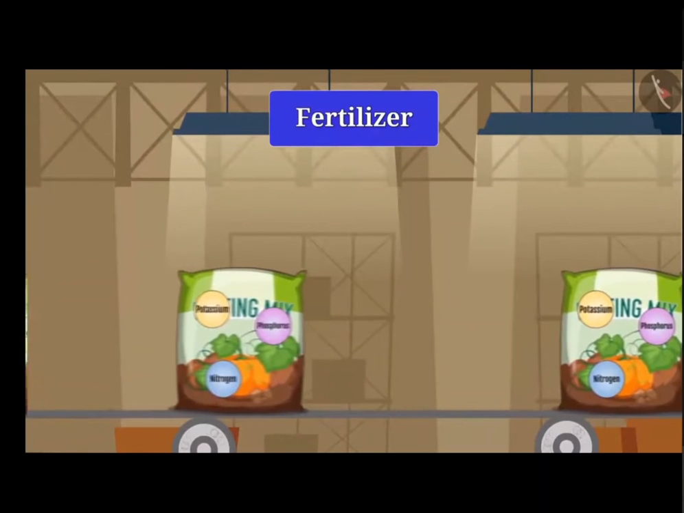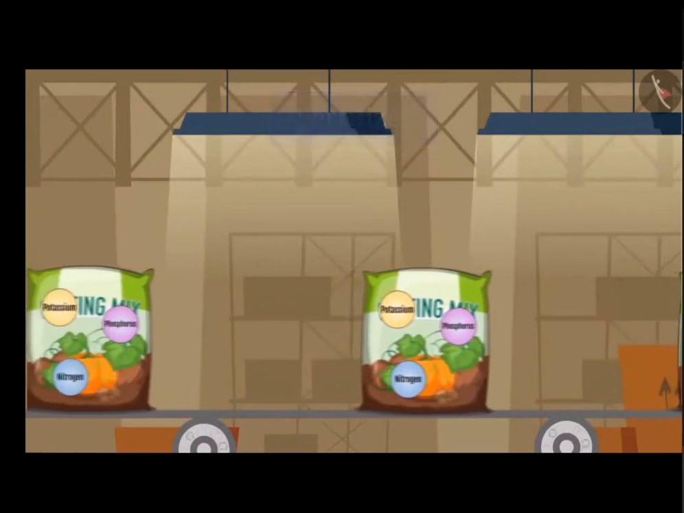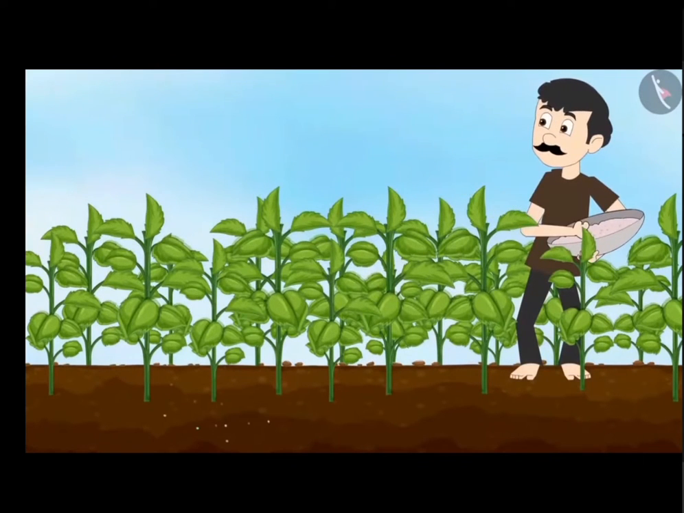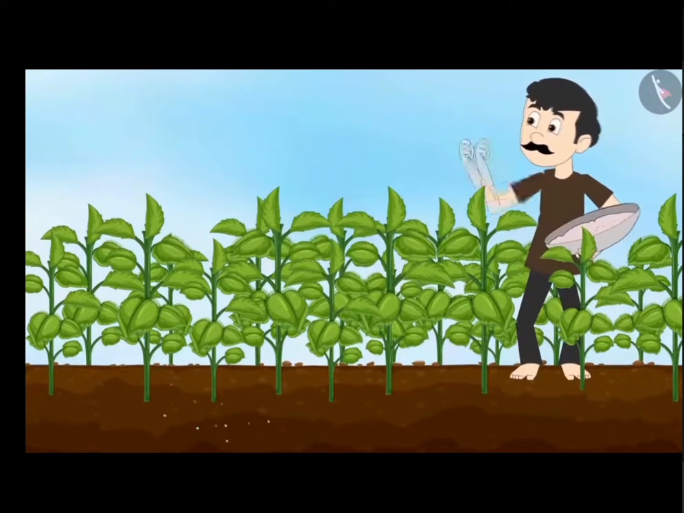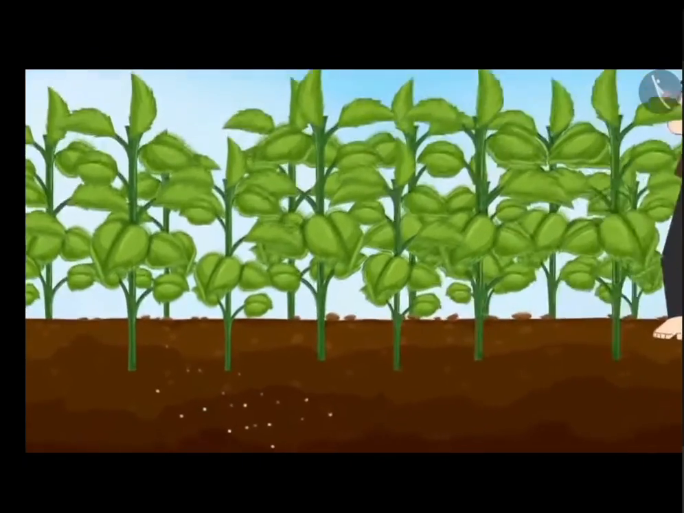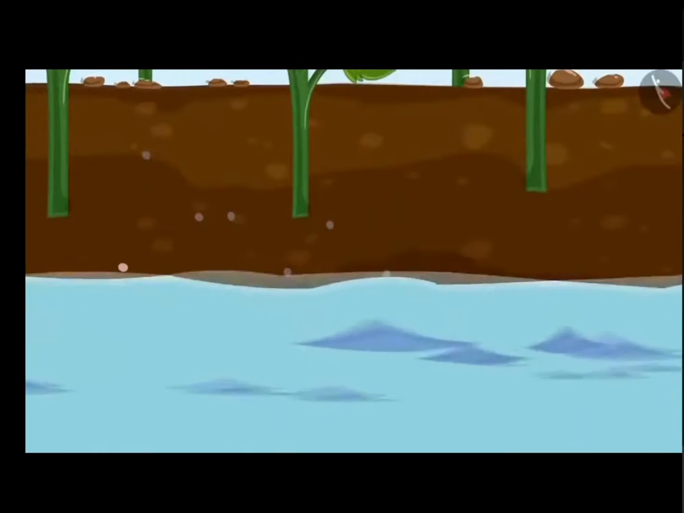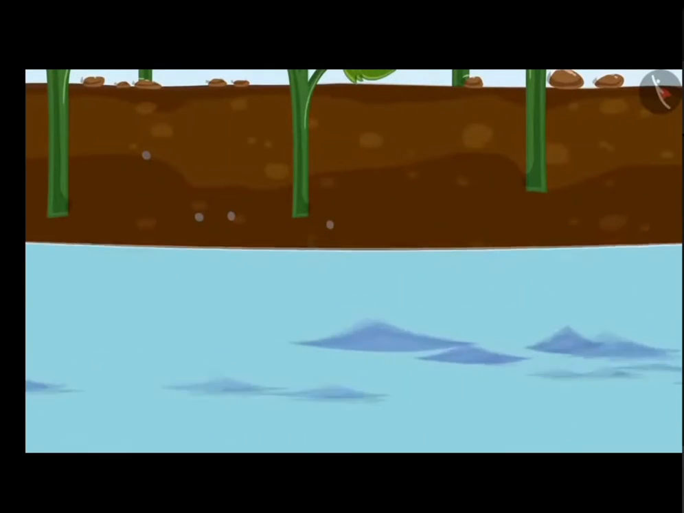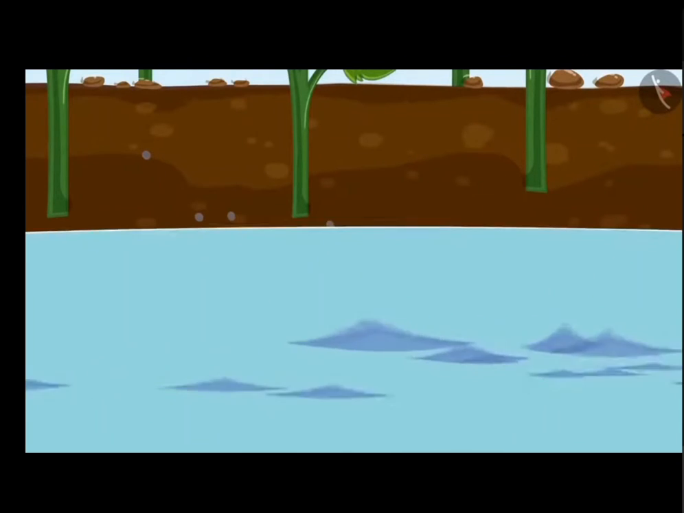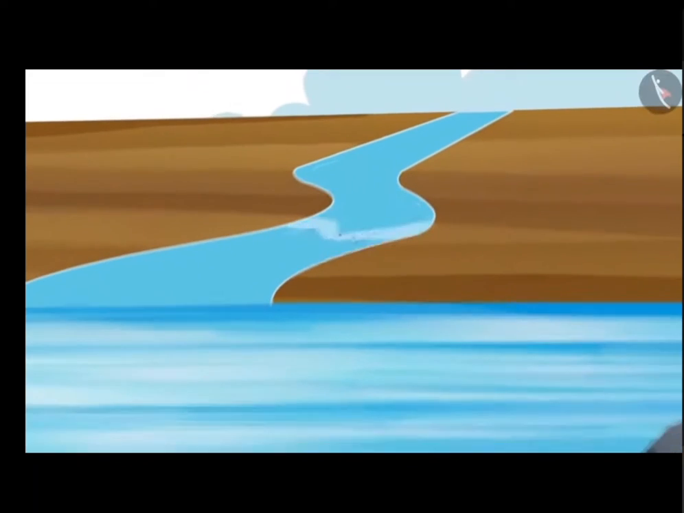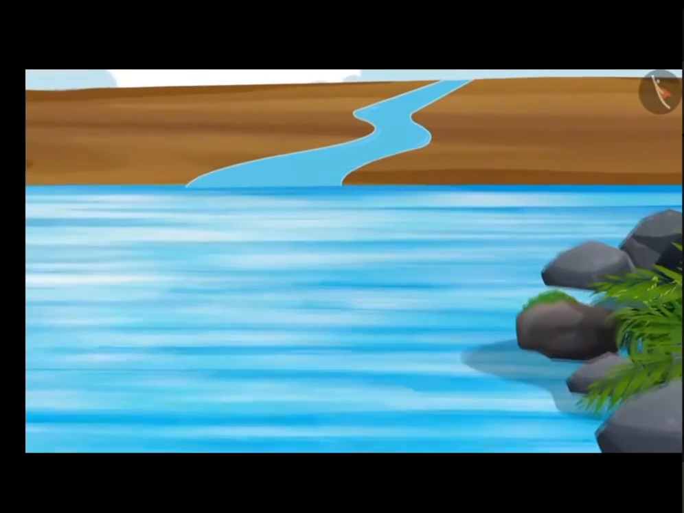And fertilizer is a chemical substance that contains nutrients like nitrogen, potassium, and phosphorus, which, when added to the soil, increases the fertility of the soil. But, friends, excessive use of fertilizer leads to water pollution. Fertilizers are washed away due to excessive irrigation and are not completely absorbed by the plants. This excess fertilizer gets carried away with the water and mixes with the surrounding water bodies, causing water pollution.